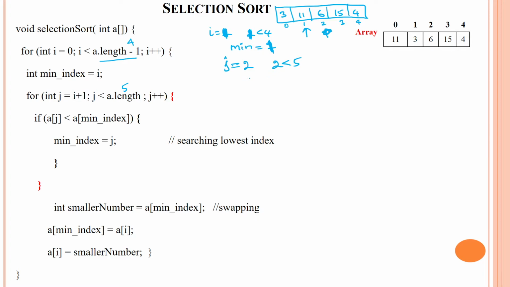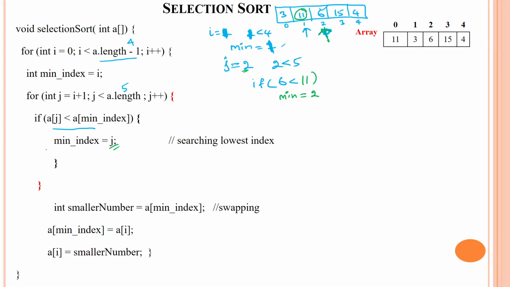The condition is true. Then it is checking the value a of 2. A of 2 is here 6. Is a of 2, which is 6, less than a of minimum index? Minimum index is 1, right? In index 1 we have the value 11. So 6 less than 11, the condition is true. If the condition is true, minimum index is updated. So minimum index is now j. So j value is 2, and minimum index is now updated to 2.